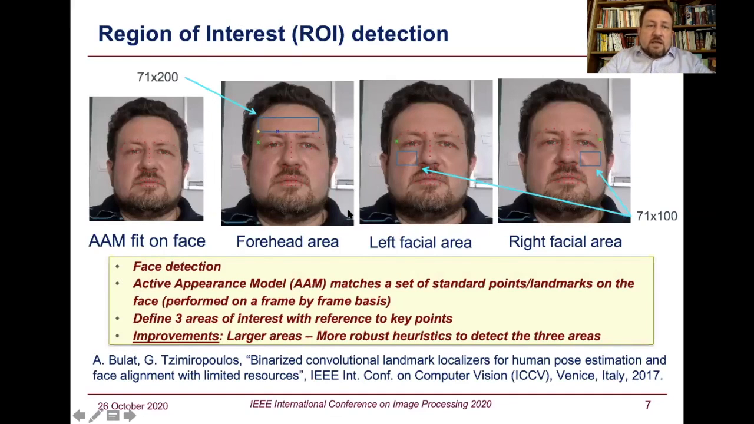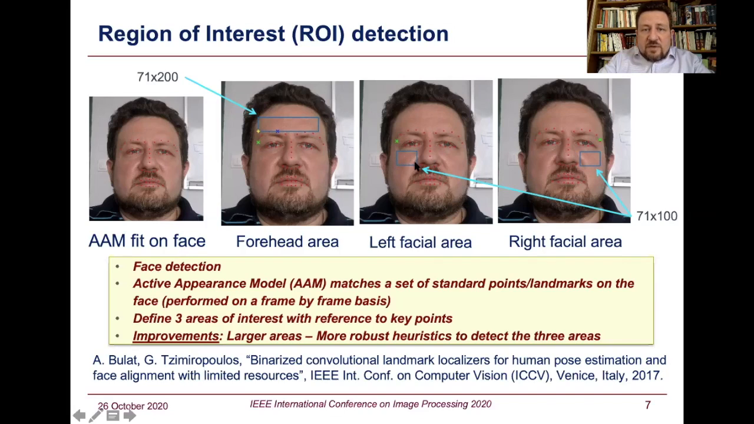So let's see how we identify the regions of interest. First of all, we use a face detector just to find out where the face is in the video. Then we fit an active appearance model on the face, which is the red dots you see in the left image. The AAM produces a set of standard point landmarks on the face. To do that, we use the work of Bulat and Tzimiropoulos from 2017. And then we use these landmarks fitted on the face to identify the areas of interest. Essentially, we use three regions of interest. One is the forehead area, which is up here.